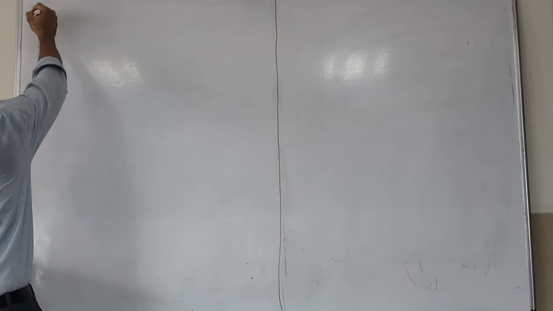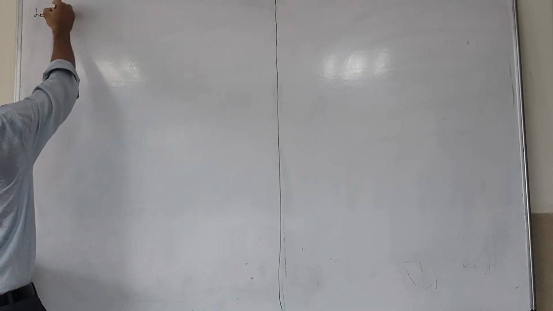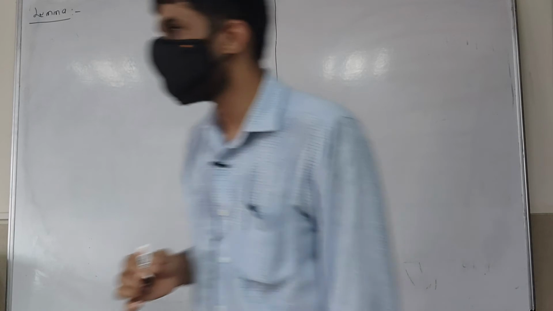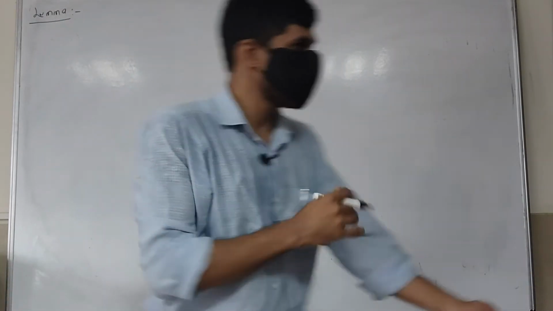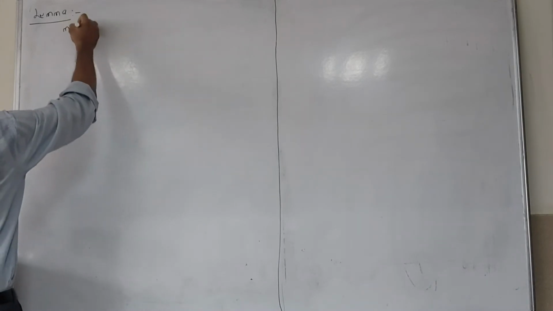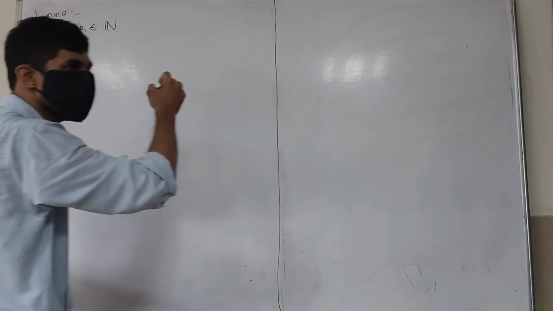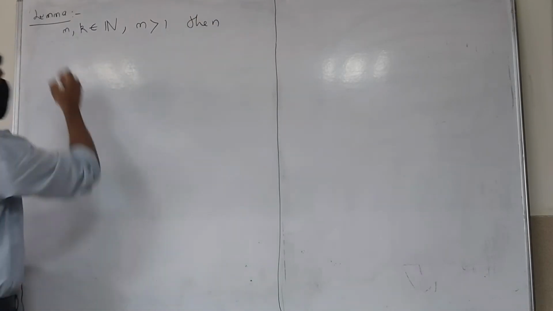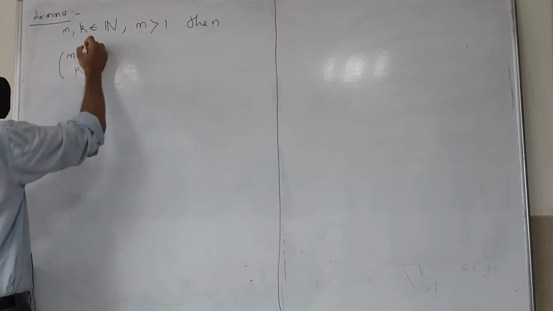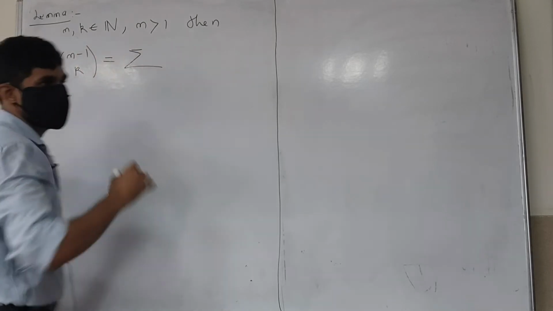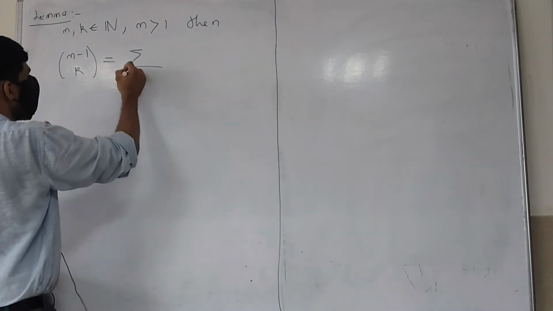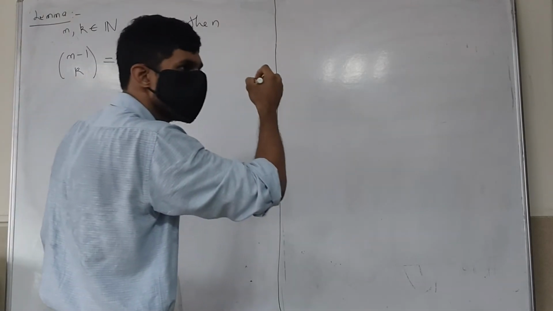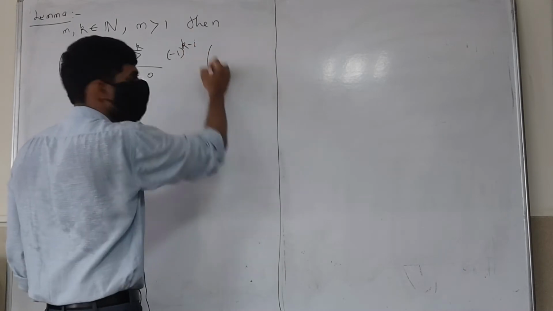Okay, so to prove that, we will have a look at this lemma. I think this is a generalization of Pascal's identity. So if you have some m, n, k in N, where m is greater than 1, then (m minus 1) C k is the summation, i going from 0 to k, of (minus 1) raised to (k minus i) times m C i.